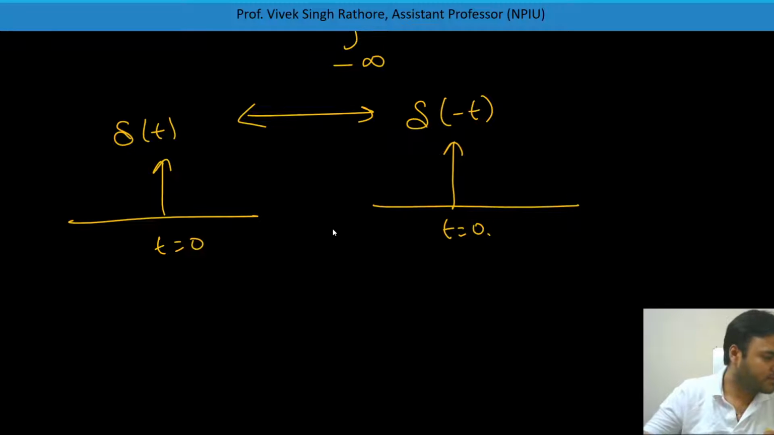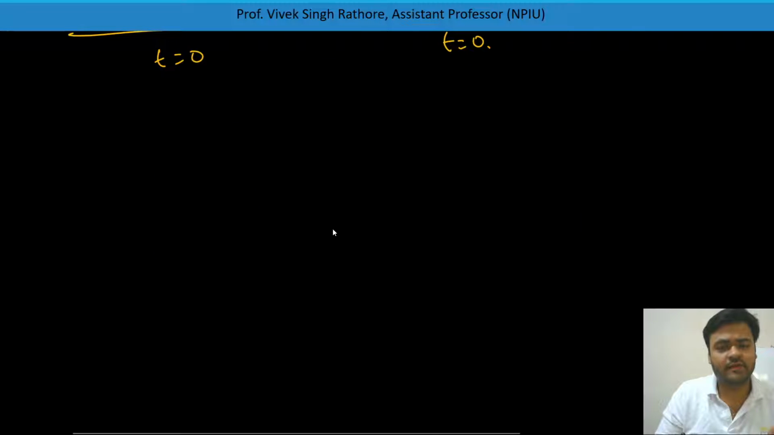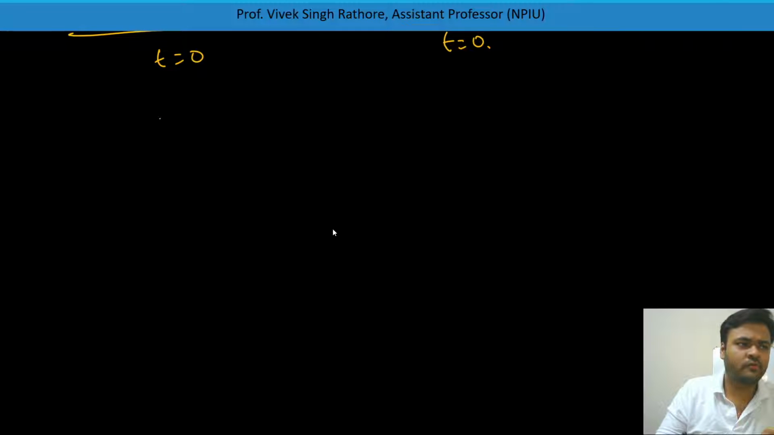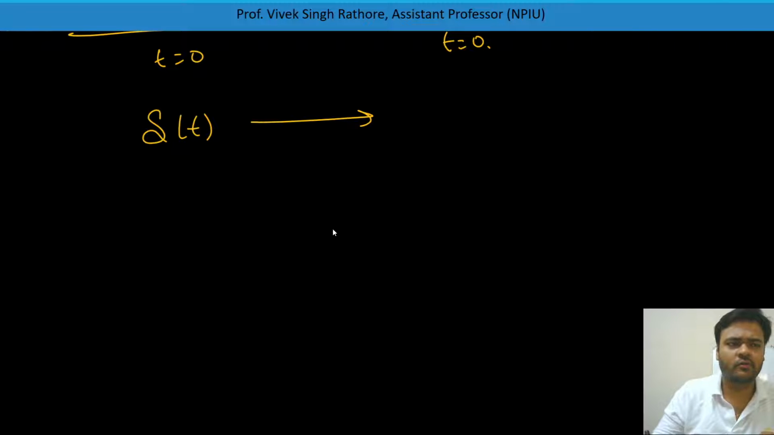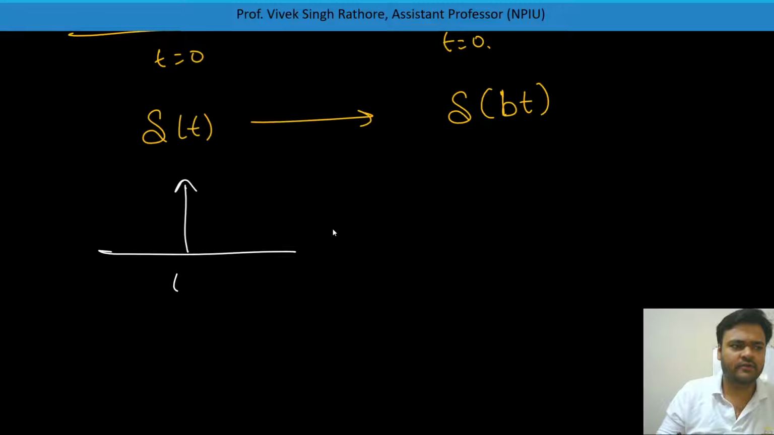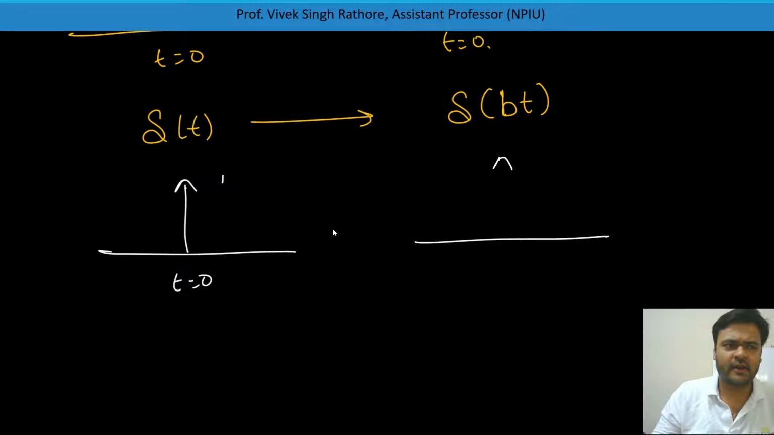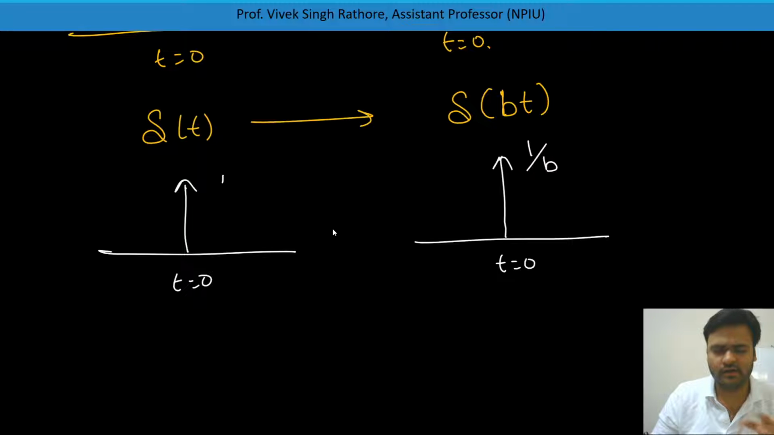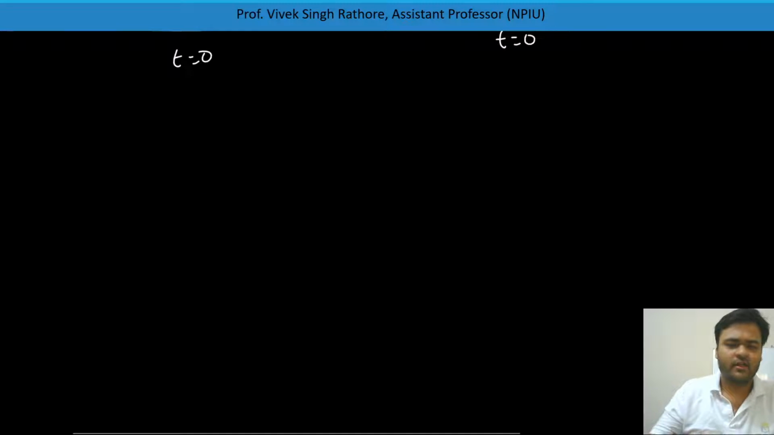Then we need to see the effect of time scaling. So if you do delta of, let's suppose the scaling factor is b, so delta of bt, what will happen? Actually, this is delta t at t equal to 0, and the amplitude is the area. It will be at t equal to 0 only, but the area will change to 1 by b. That 1 by b area will come. How did it come? Let's see. Actually, what happens?